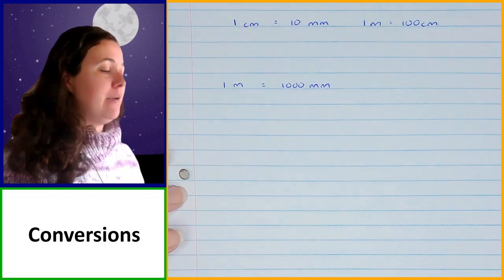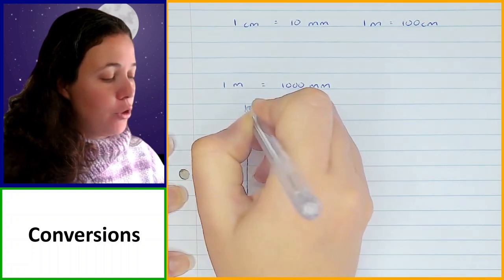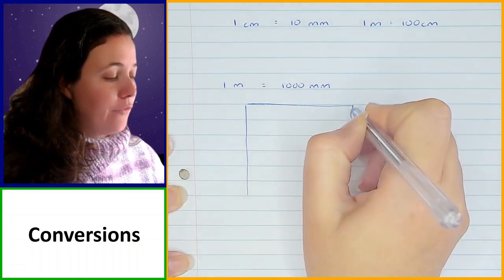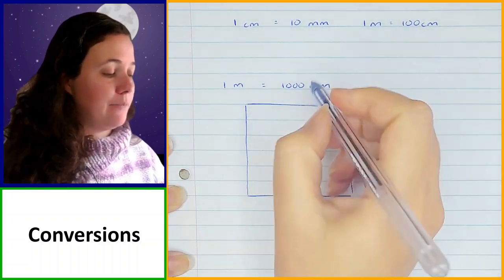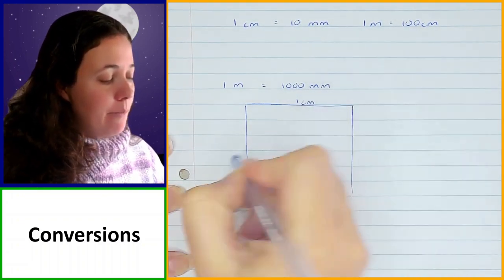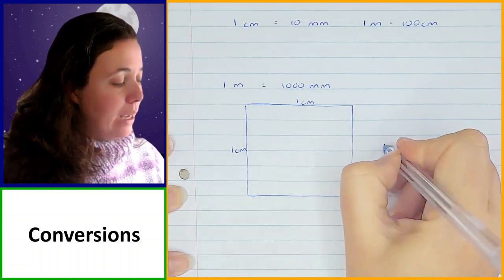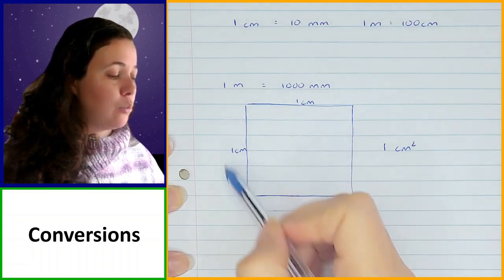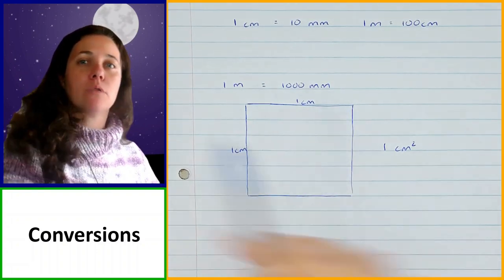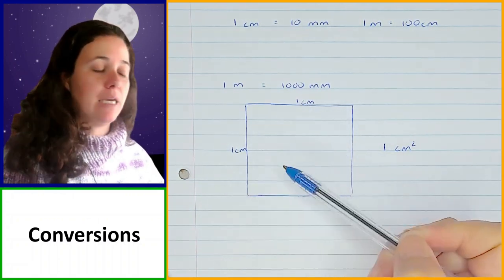So I want you to think about, if I have got a block, this is obviously a blown up version of a centimeter, but imagine this is a centimeter, okay? 1 centimeter by 1 centimeter square. So this is 1 centimeter squared, okay? The area of this is 1 centimeter squared because it is 1 square centimeter. Okay, it's a square that has 1 centimeter on each side.